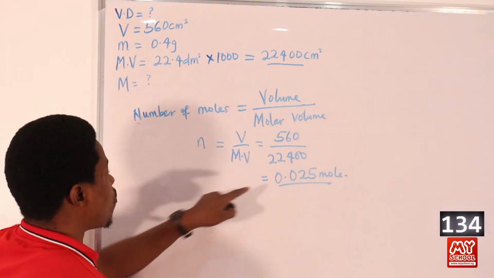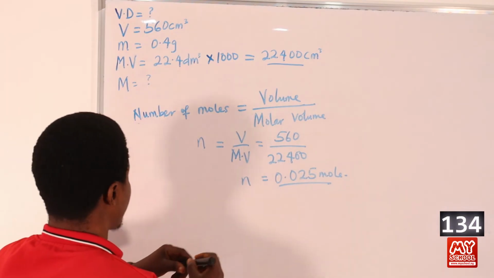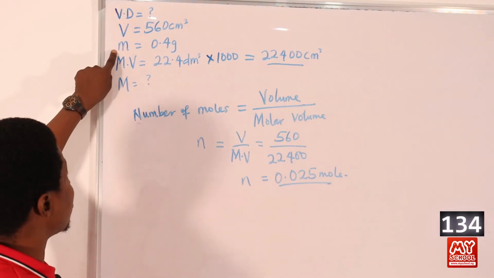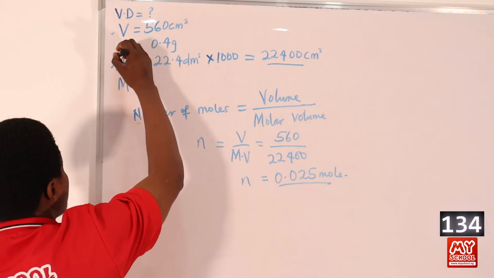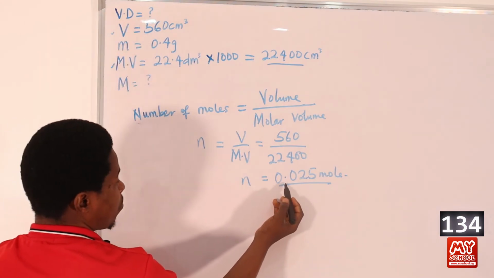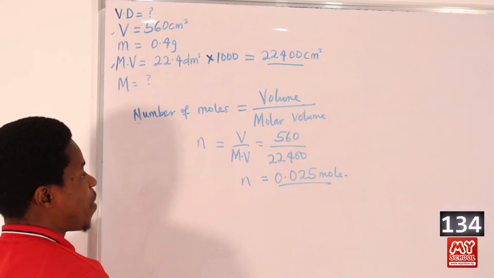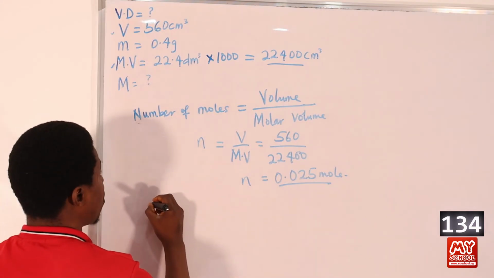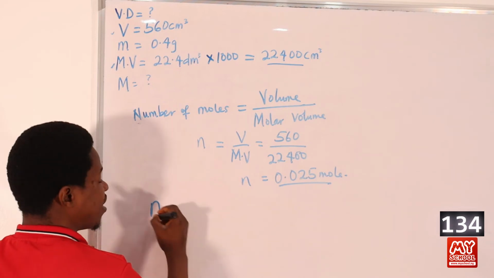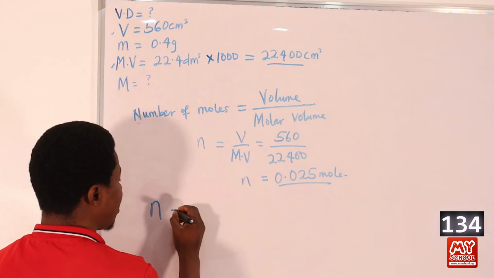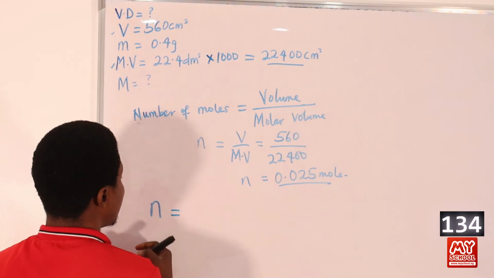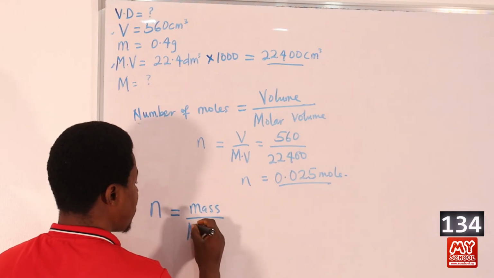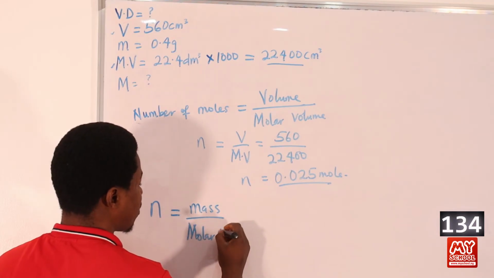Now that we have the number of moles equal to 0.025, let's look at the parameters we're given again. We have mass here. There's a relationship between mass and number of moles, and that will help us get our molar mass, the molecular mass. Don't forget that the number of moles can also be equal to mass over molar mass, which is also our molecular mass.